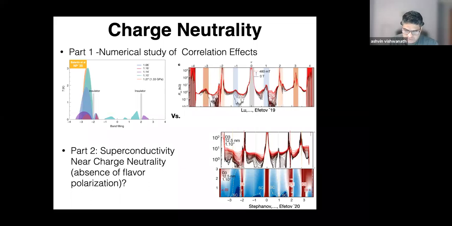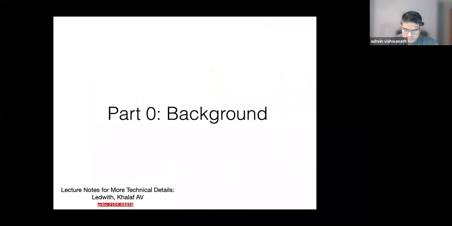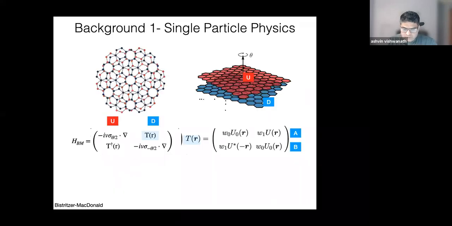Okay, but to set the stage, I'll have to review a little bit of background. So I've given this kind of background before. I'll go over it somewhat quickly, and we've condensed it into a pedagogical review that's on the archive where you can look for more details. Okay, so first, let me say a few words, a couple of slides about the single particle physics. Okay, and there's something special about the single particle physics of twisted bilayer graphene.